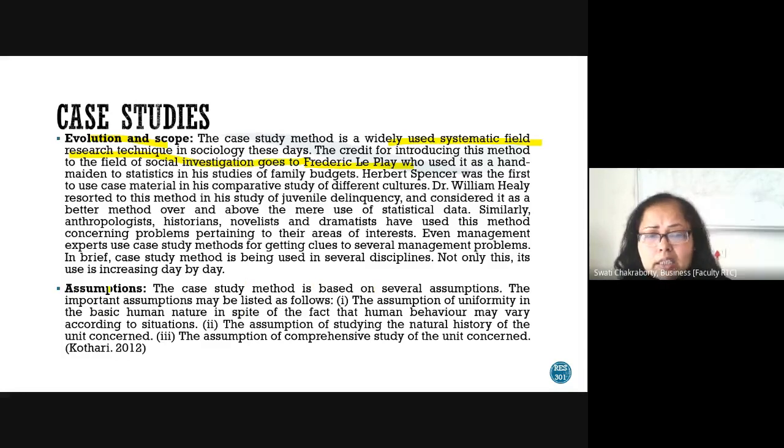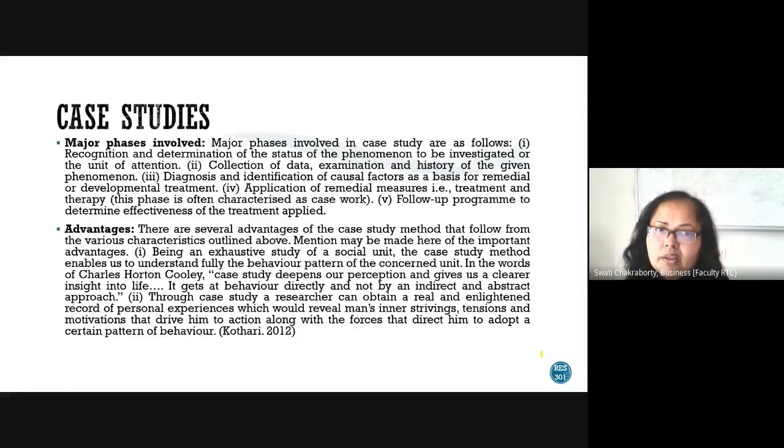Assumptions. The case study method is based on several assumptions. One, the assumption of uniformity in the basic human nature, in spite of the fact that human behavior may vary according to situations. The assumption of studying the natural history of the units concerned, and the assumption of comprehensive study of the units concerned. So these are the assumptions made.